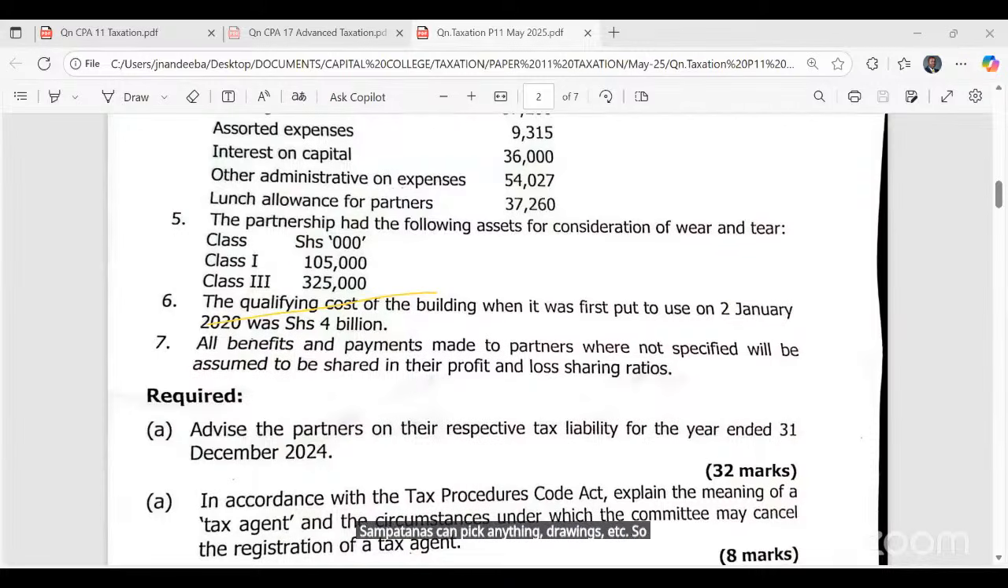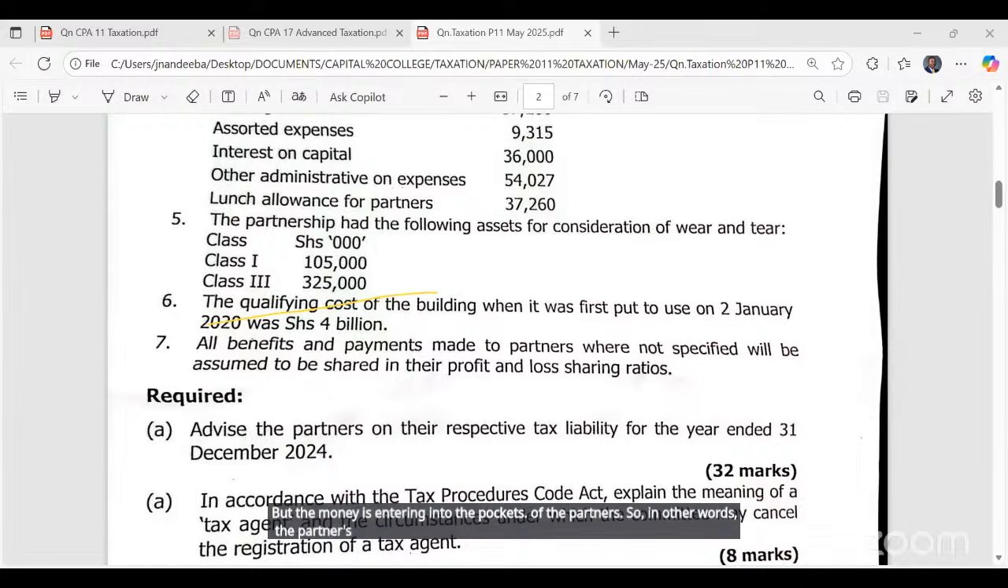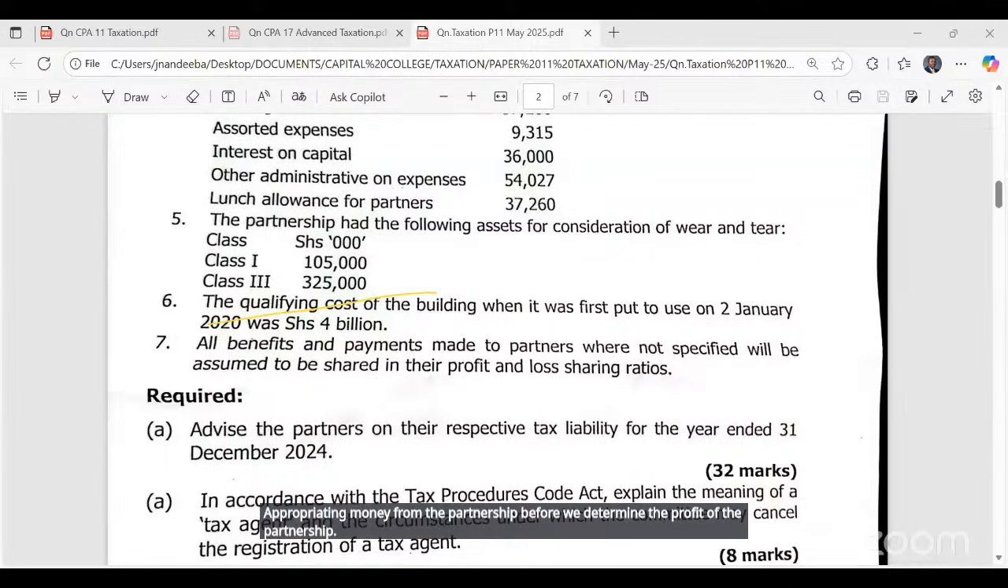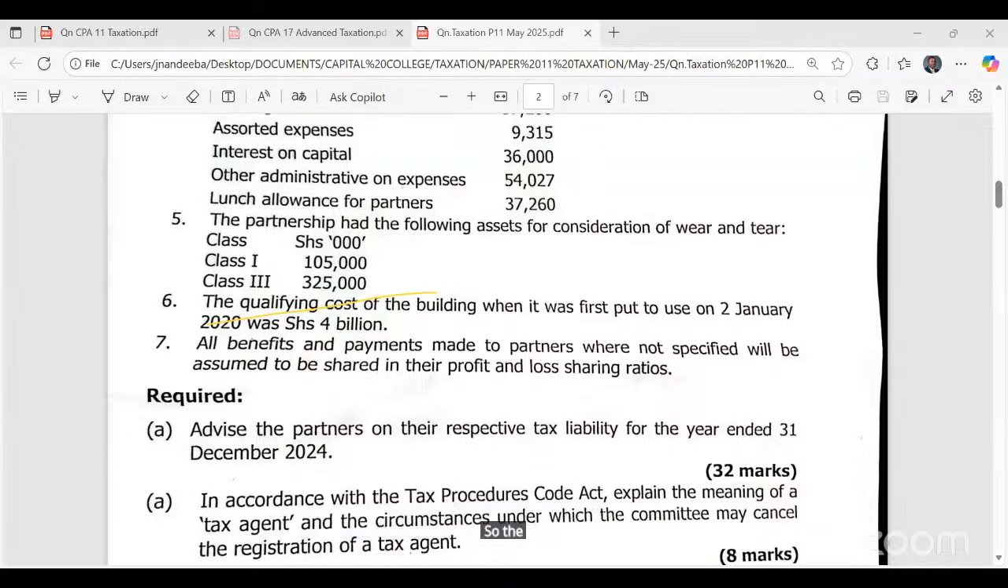So there are certain costs that are going to be incurred by the partnership but the money is entering into the pockets of the partners. So in other words, the partners are prematurely appropriating money from the partnership before we determine the profit of the partnership. So the question we first answer is, can you first determine the profit of the partnership before any partner picked money from the partnership?